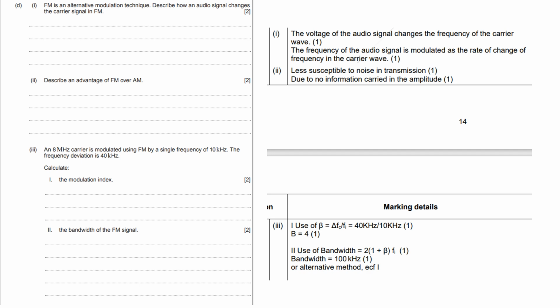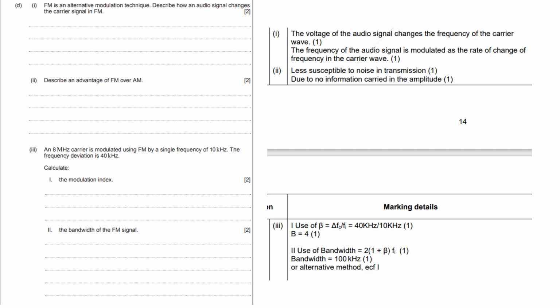So what we're trying to say is, if the audio signal was 20 kilohertz, the carrier would be oscillating 20,000 times per second. Remember, we've done a question on that. The advantage of FM over AM is that it's less susceptible to noise. No information is carried in the amplitude, so therefore it will be less susceptible.